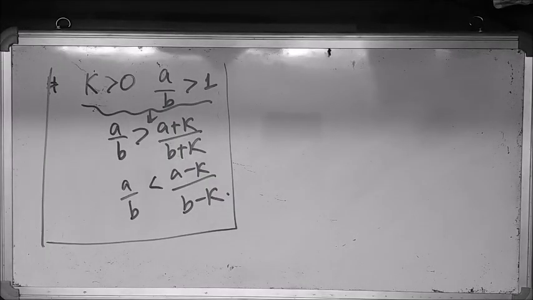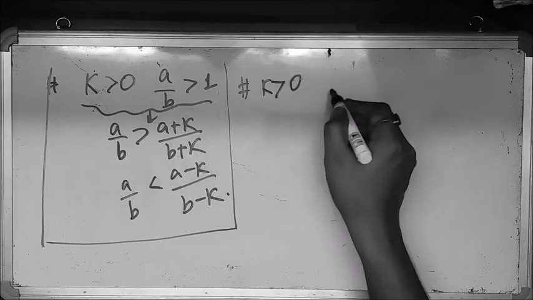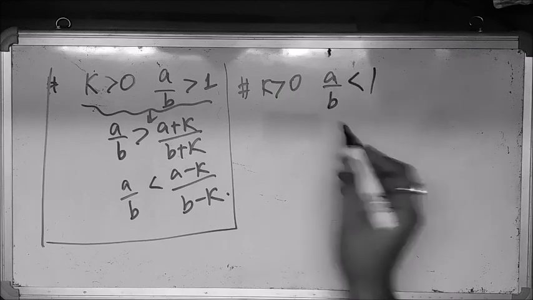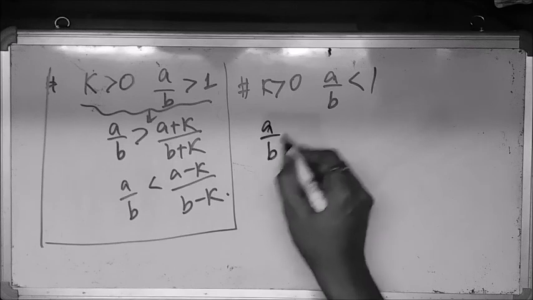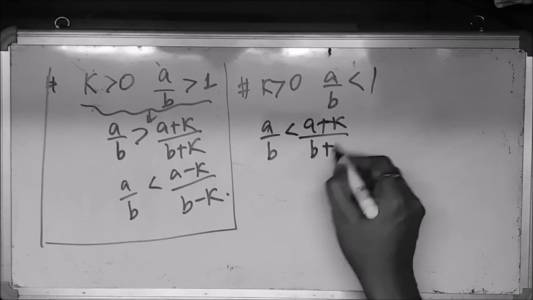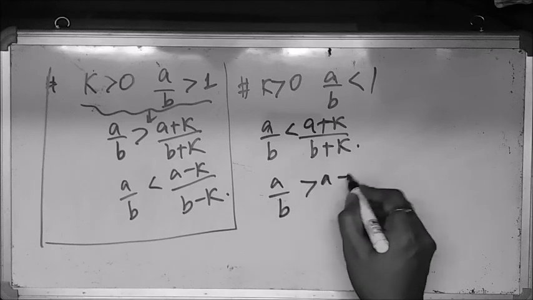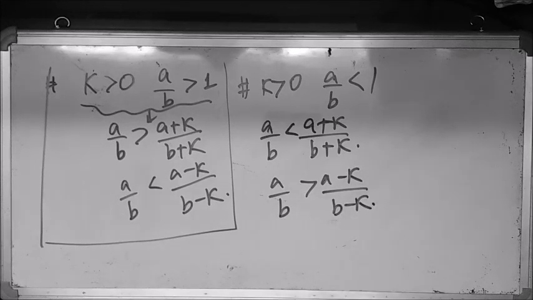Like if K is a positive constant and A by B ratio is greater than 1, then A by B will be greater than (A plus K) divided by (B plus K), and A by B will be less than (A minus K) divided by (B minus K). Now, the same thing, that is K greater than 0, but in this case A by B is less than 1. The things will actually reverse. So A by B will be less than (A plus K) divided by (B plus K), and A by B will be greater than (A minus K) divided by (B minus K). So this is very important. So these 2 points you should keep in your mind while actually solving questions of ratios.